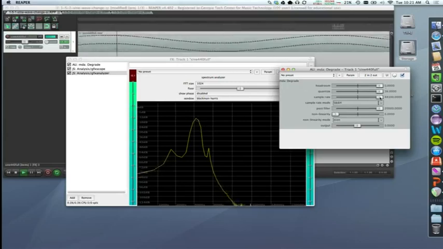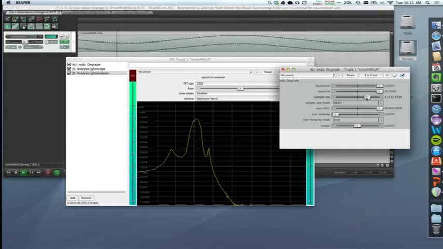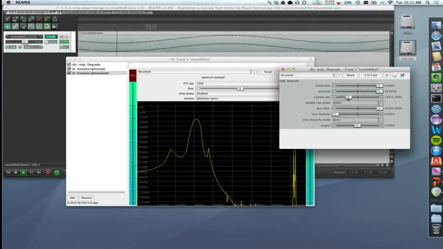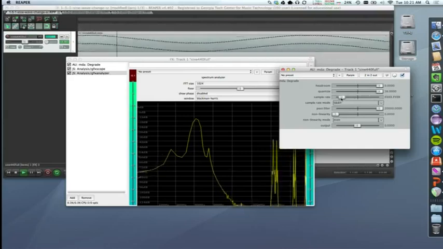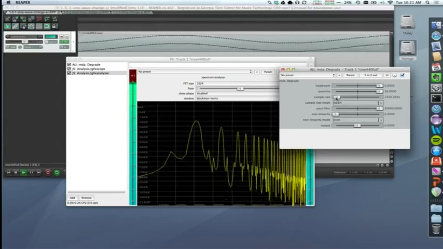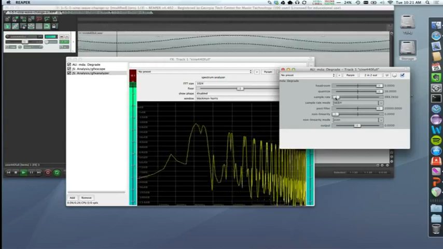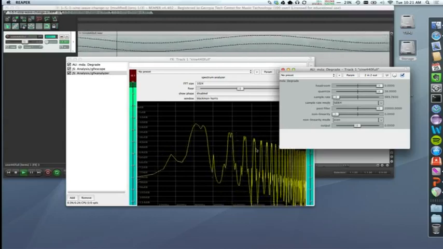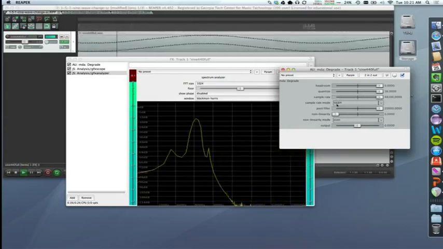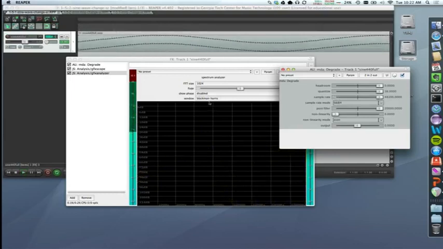As I start lowering that sampling rate, at first it doesn't matter because I'm still following the Nyquist theorem. But as it gets lower and lower and lower, we start to see the folding over happening, and we start to hear it as well, as those folded over frequencies start coming into my sound. I'll go back to 44,100 hertz.